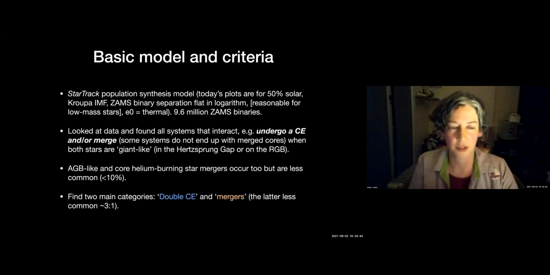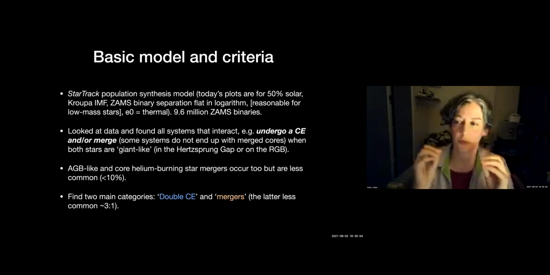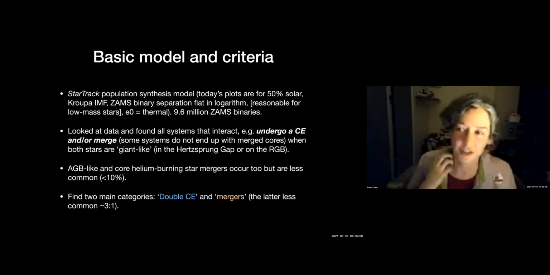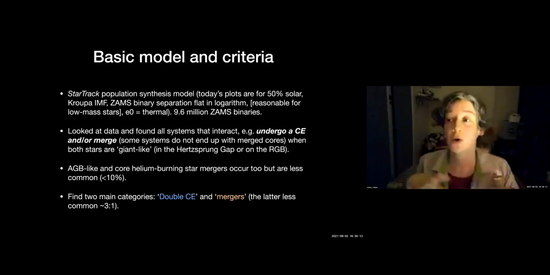So the basic parameters of the simulation are there. I've evolved close to 10 million zero-age main sequence binaries with different initial distributions for separation and masses, things like that. Essentially, I just extracted all giant-like binary pairs that do some kind of interaction. So have a common envelope event, essentially a common envelope between two giant stars, or a giant and a Hertzsprung gap, or two Hertzsprung gap.